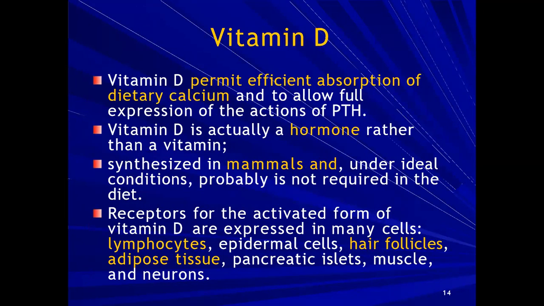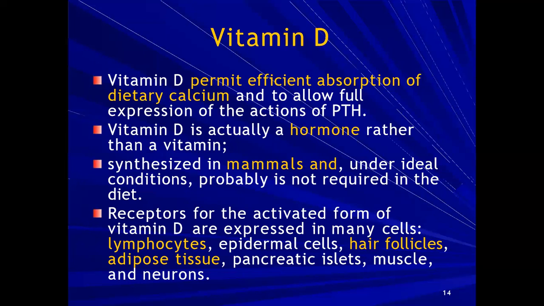So vitamin D is another important molecule in terms of bone. Vitamin D permits efficient absorption of dietary calcium. You remember that in the duodenum, you have to depend on activated vitamin D3 so that there is absorption of calcium in the duodenum, and it allows full expression of the action of the parathyroid hormone. So vitamin D is actually a hormone rather than a vitamin. It plays more of a hormone role than a vitamin.